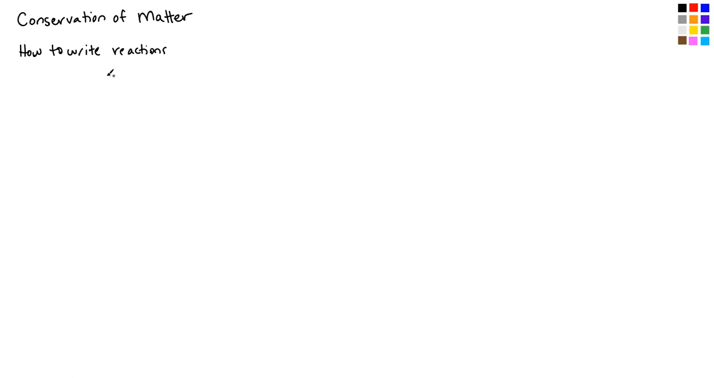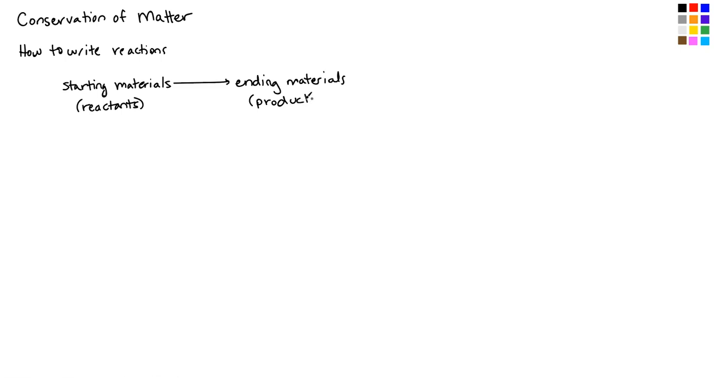It's actually pretty simple. It has three main parts. On the left side, you write what you're starting with. So I'm going to write here starting materials. And then you show that you're going from your starting materials to your ending materials. So what you start with, and you go to what you end with. And in chemistry, we call these reactants. So they are the things that are reacting. And over here, we call the ending materials, or what we end up with, products. So you do need to know both of these terms.